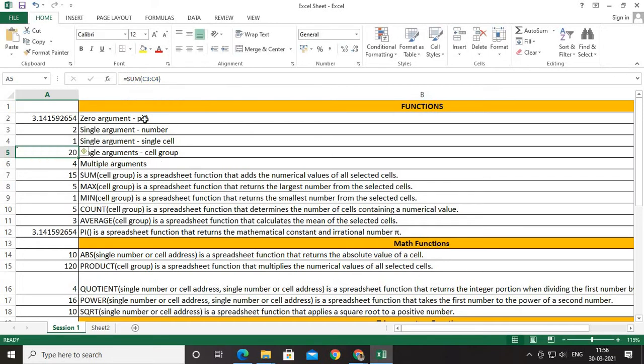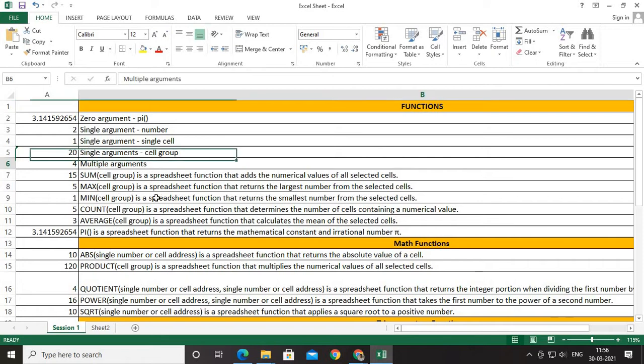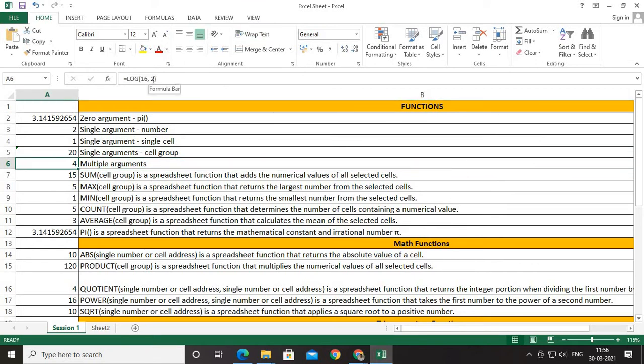Now I have got zero argument, single argument as a number, single argument as a cell, and single argument as a cell group is also given. Multiple arguments is now to be seen. What do you mean by multiple arguments? When I pass two different numbers separated by a comma here, that can be seen as multiple arguments. Log of 16, 2. So that's computed, and we got 4.